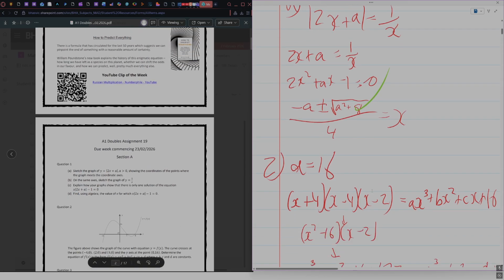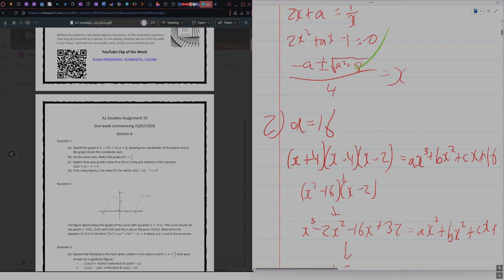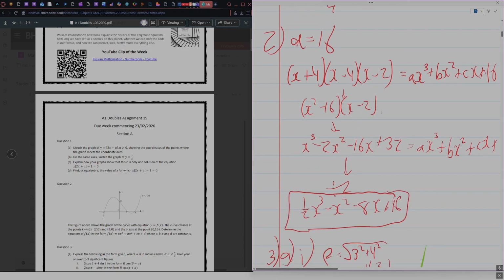For part 2, you say that the d is 16 because it's the y-intercept, and then you say this cubic is just going to be x plus 4, x minus 4, x minus 2, because those are the roots. And then you can just expand that. But when you expand it, this value is going to be 32, and you know that d is 16, so you have to scale it down by 2. And then that'll be your answer. Those are all your values, so half, -1, -8, and 16.